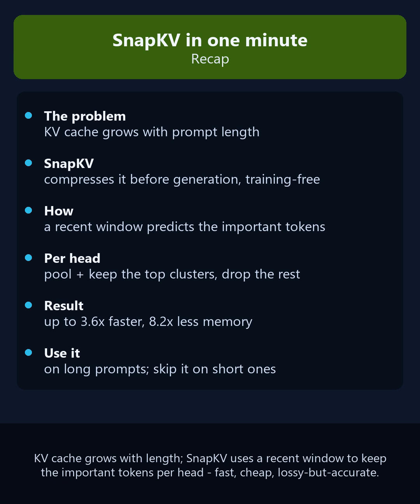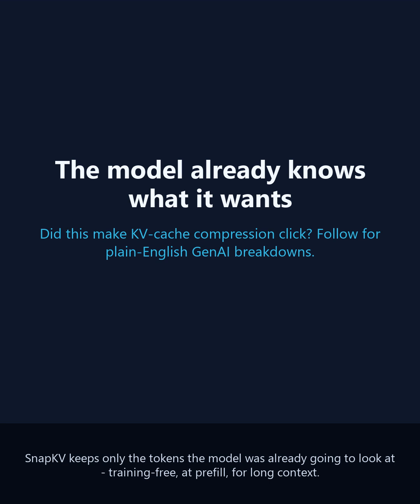Let's recap. The KV cache grows with prompt length and becomes the bottleneck for long context. SnapKV compresses it before generation, training free, by using a recent observation window to predict which prompt tokens matter, then pooling and keeping the important ones per head. It reports up to 3.6 times faster decoding and 8.2 times less memory, near full accuracy. Reach for it on long prompts, skip it on short ones. That's SnapKV. The model already knows what it is looking for, so keep only that.